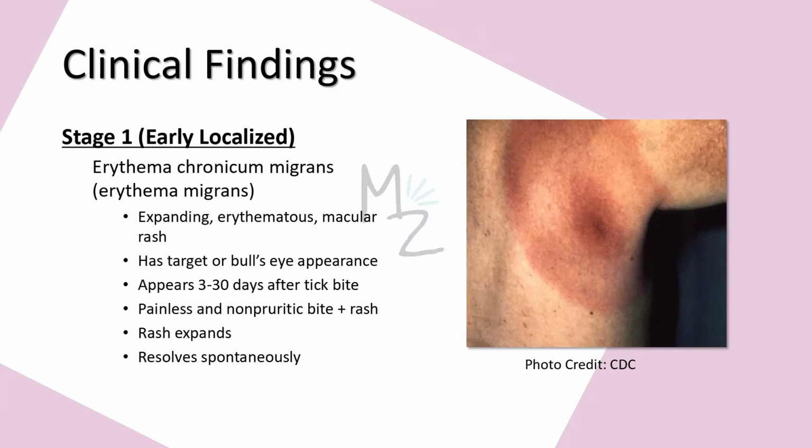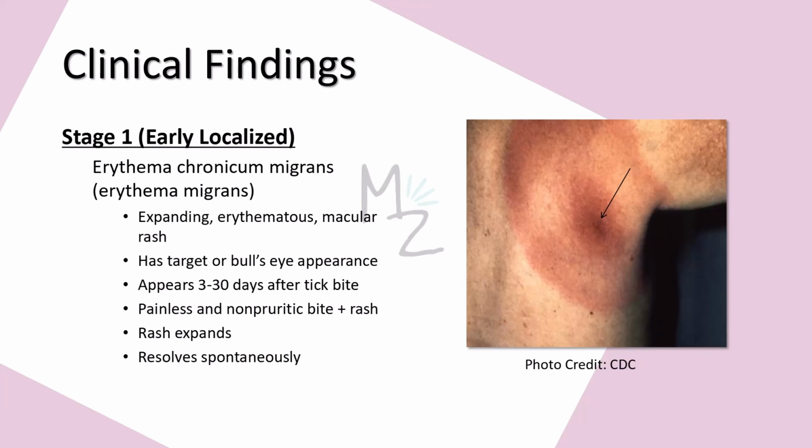Clinical findings have been divided into 3 stages. Stage 1 is the early localized stage. The most common finding is erythema chronicum migrans, also called erythema migrans. That's an expanding erythematous macular rash that often has a target or bullseye appearance. Just like that, this is the bullseye appearance or a target. The rash appears between 3 and 30 days after the tick bite. Both the tick bite and the rash are painless and non-pruritic, which means they do not cause itch.